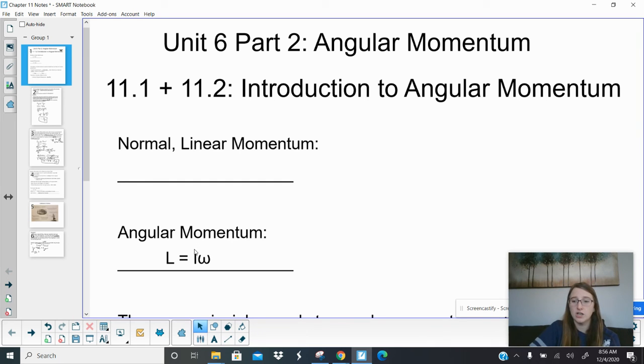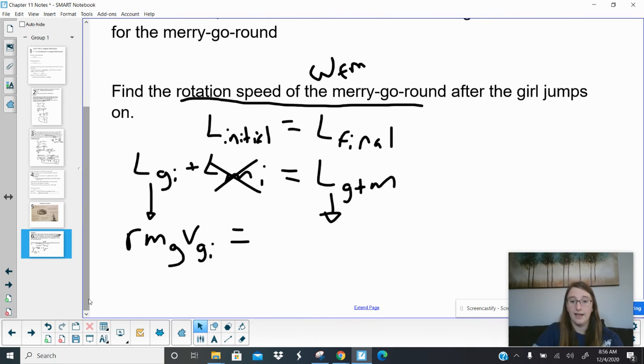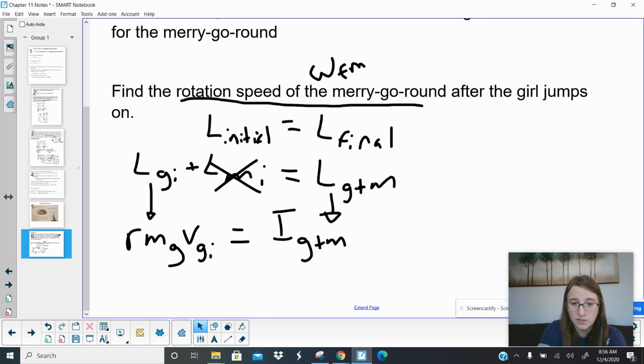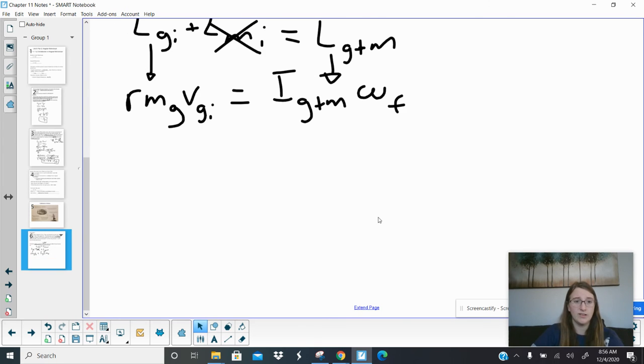That's their inertia times the angular speed. Now, again, their inertias are going to get added together. We have the inertia of the girl plus the merry-go-round times their final angular speeds. So when we do this, I'm going to rewrite this one more time.